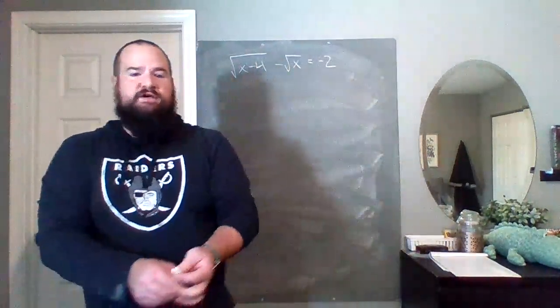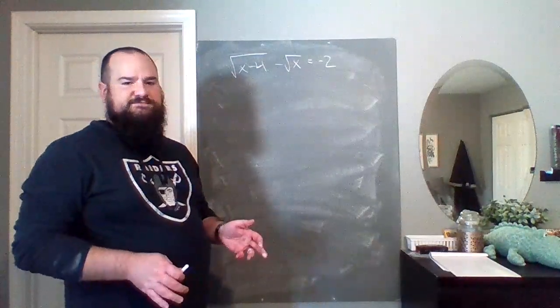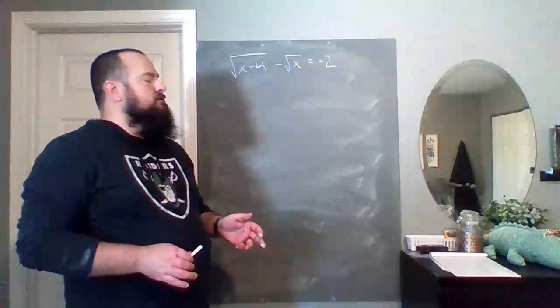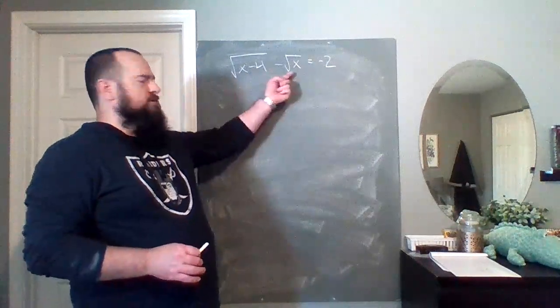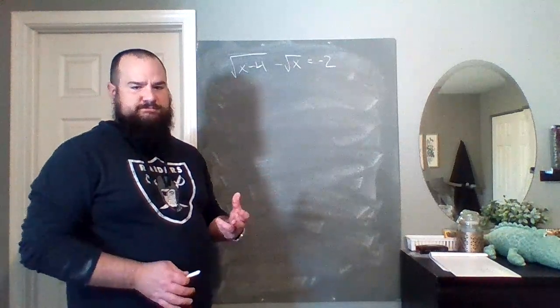The square root of x minus 4 minus the square root of x equals -2. How do I isolate? Do I isolate this one? Do I isolate this one? So there's a couple approaches you can take with a problem like this.